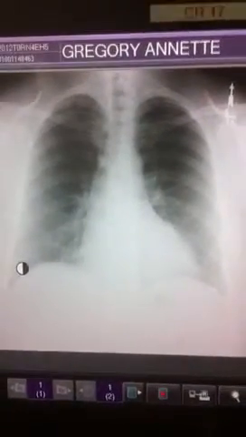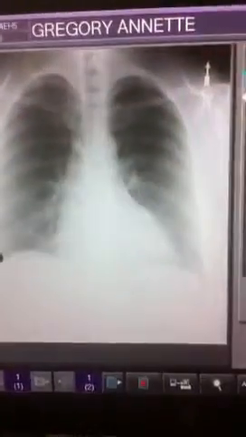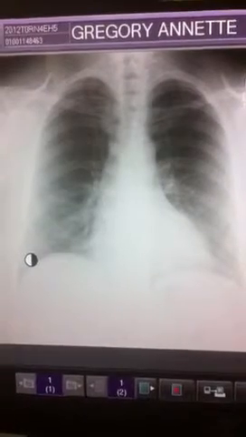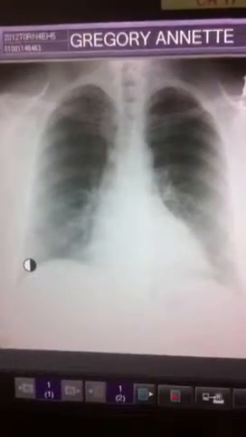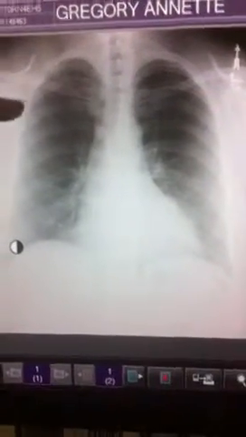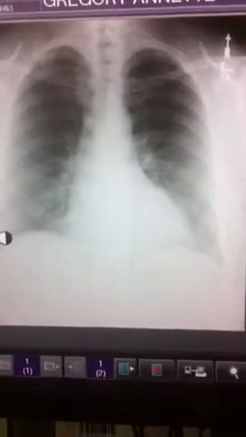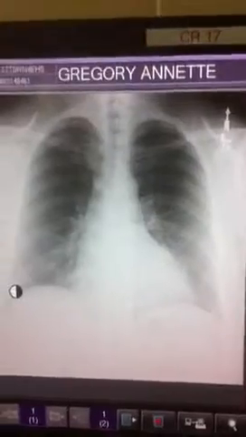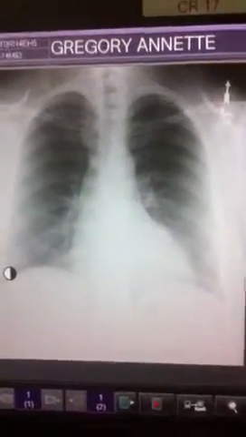We have the scapula rotated out of the lung field. The mandible is not superimposed over the lung field. We have a minimum of 10 ribs shown. The heart shadow is here, and we see the spinous processes of the vertebrae.